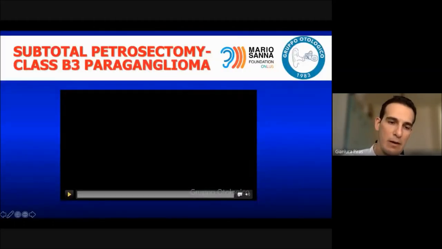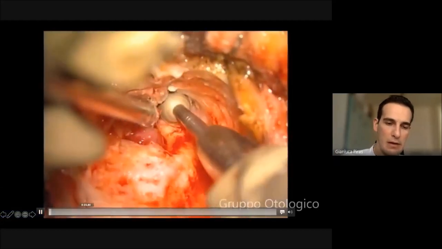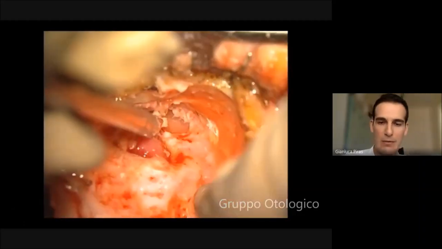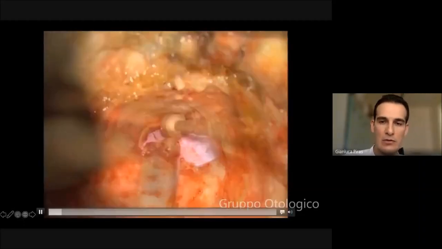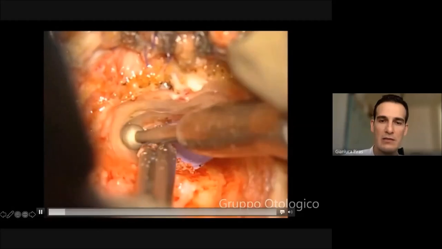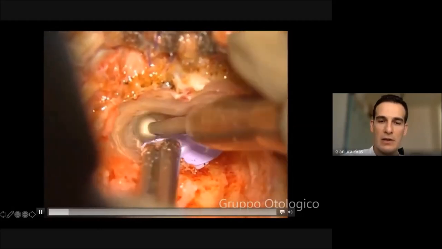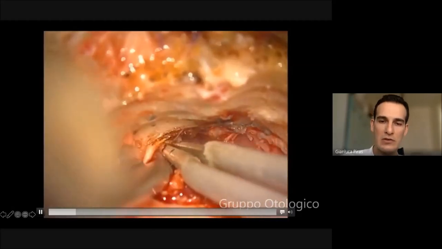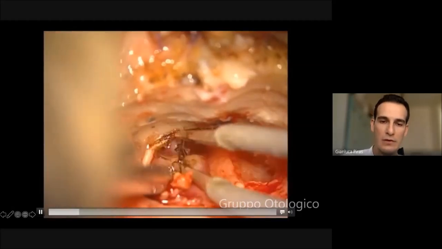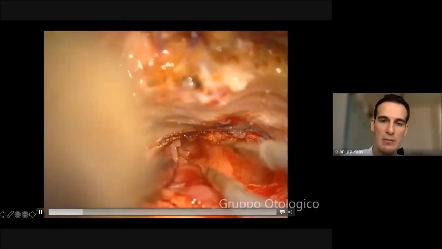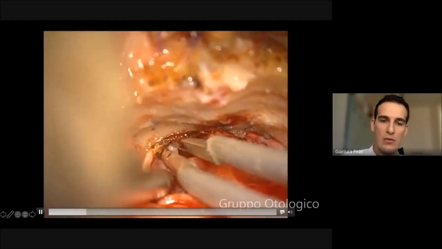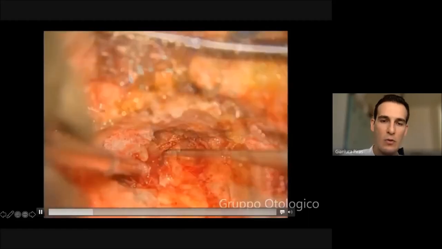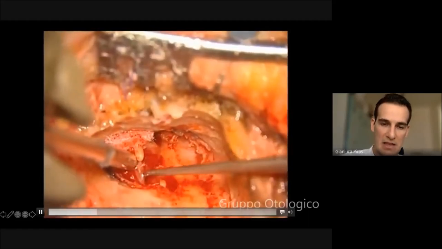That's, for example, paraganglioma. I will run a little bit more because maybe my time is ending. You see, first of all, always the landmarks: anterior canal wall, facial ridge, hypotympanic area, middle fossa dura, sigmoid sinus, and then we treat the pathology. So first the landmarks and then the pathology. That's the tympanic annulus. It was a B3 paraganglioma, which means that it's a paraganglioma that goes towards the carotid artery. That's the stapes you see here.